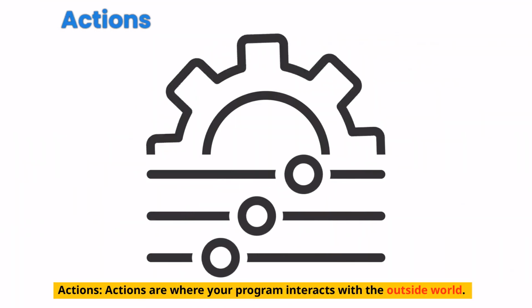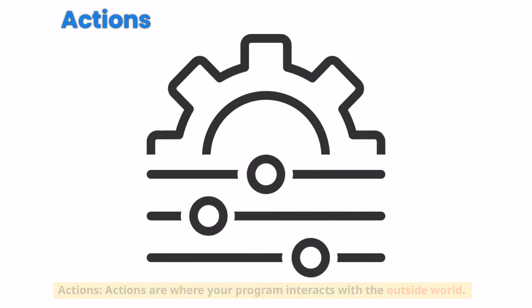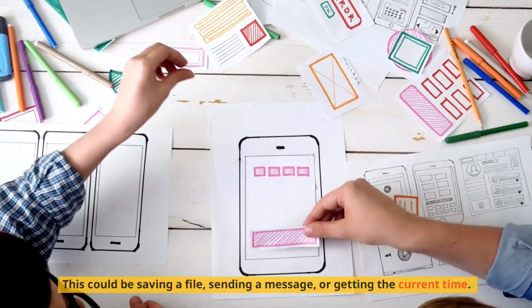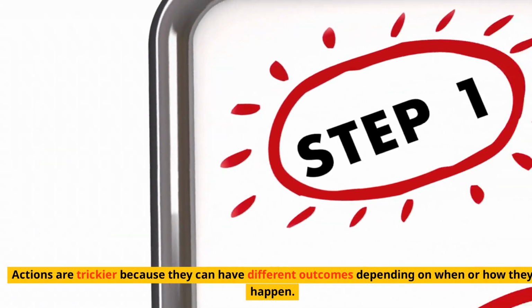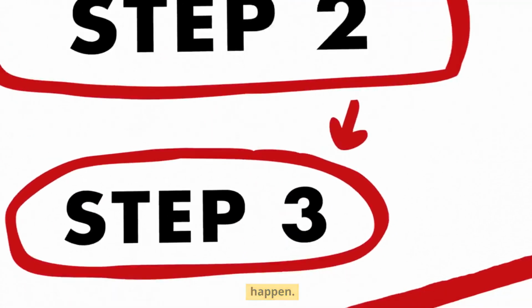Actions. Actions are where your program interacts with the outside world. This could be saving a file, sending a message, or getting the current time. Actions are trickier because they can have different outcomes depending on when or how they happen.